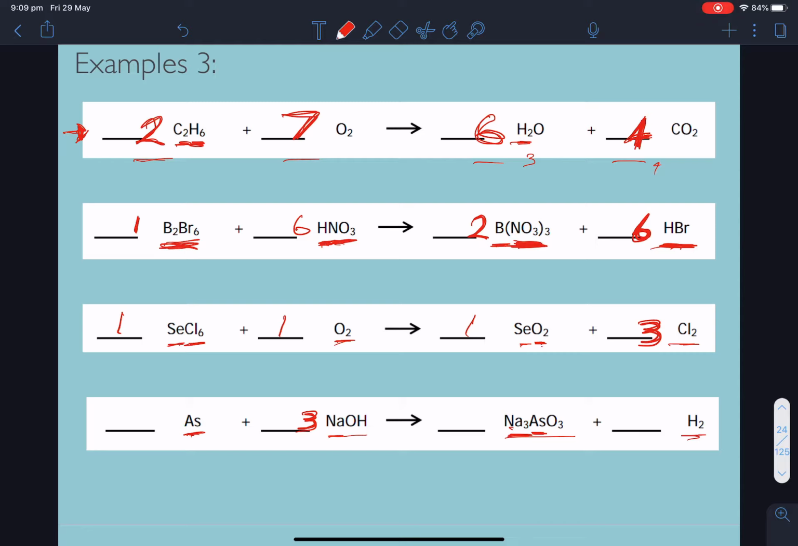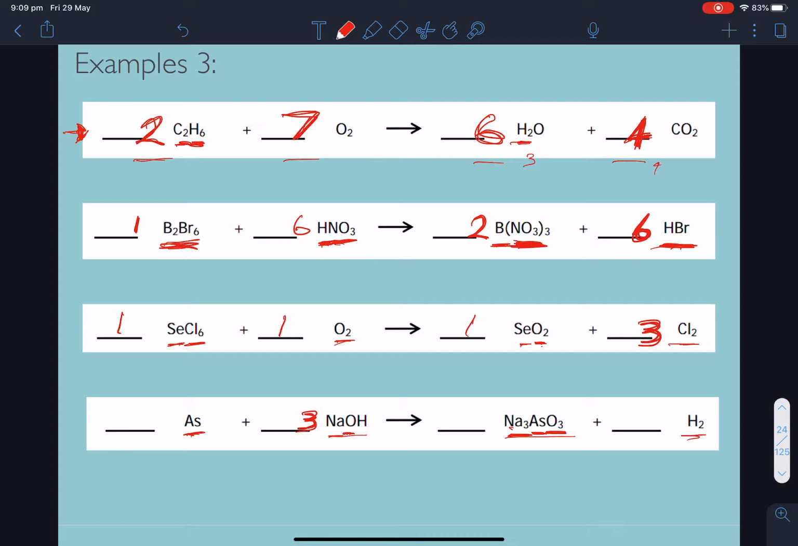I need to balance my oxygen and hydrogen. Oxygen, I've got, in sodium hydroxide, there's 1 oxygen and I've got 3 molecules of it. So I've got on the left-hand side 3 oxygens. And on the right-hand side, in this 1 molecule, I've got 3 oxygens. So I'm balanced with my oxygens.